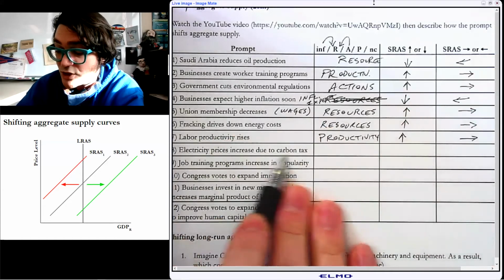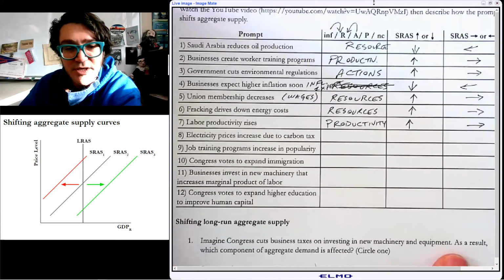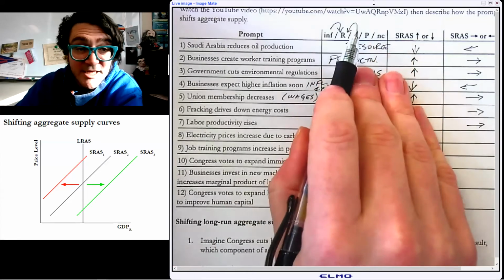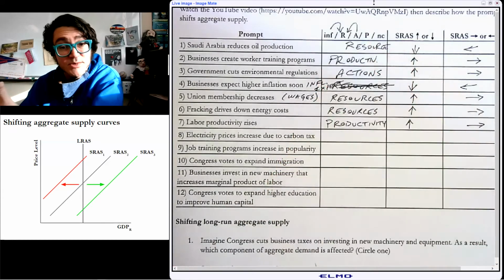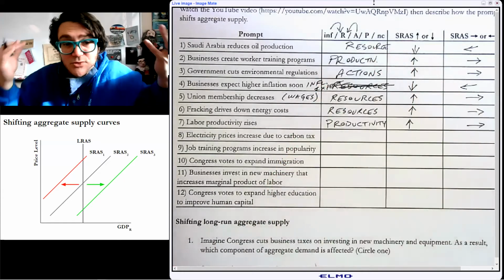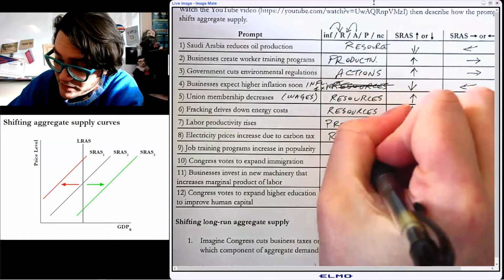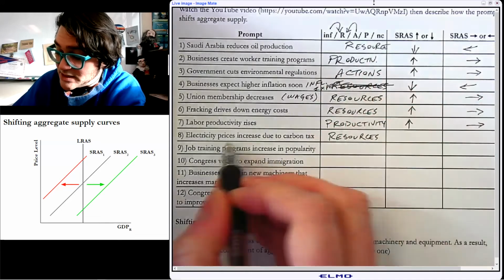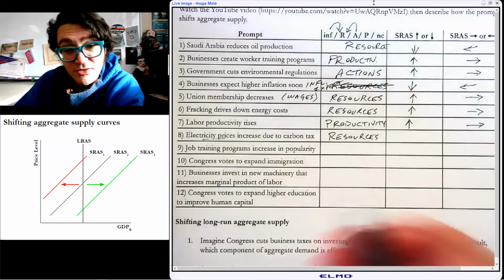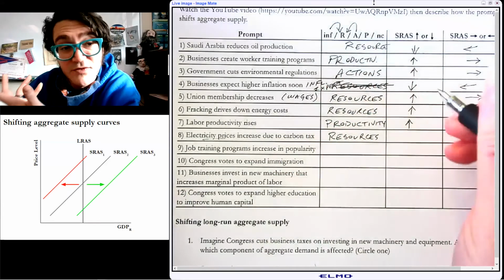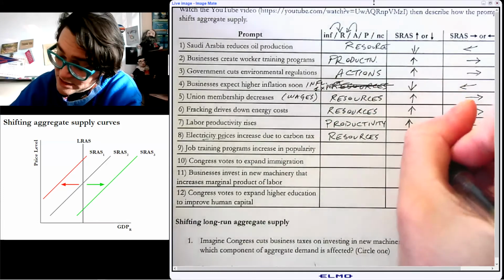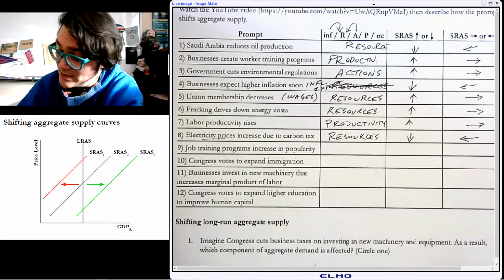Electricity prices go up due to a carbon tax. So this one, again, you could say it's an action by the government that affects producers because it's a carbon tax, but you could also just say it's a resource price, right? So I'm going to say resources because the clear indicator here is that the resource is the electricity. You use that to produce, and if it's more expensive to produce, we'd say there's a decrease in aggregate supply and a shift to the left.